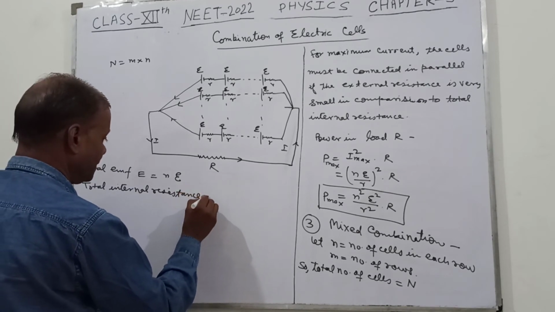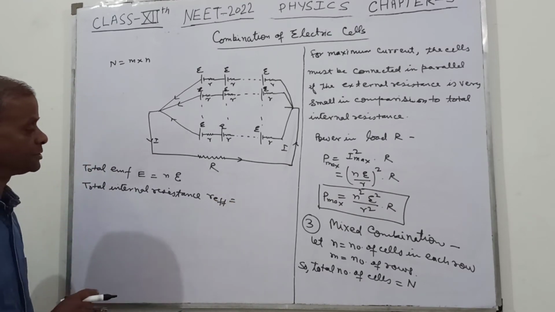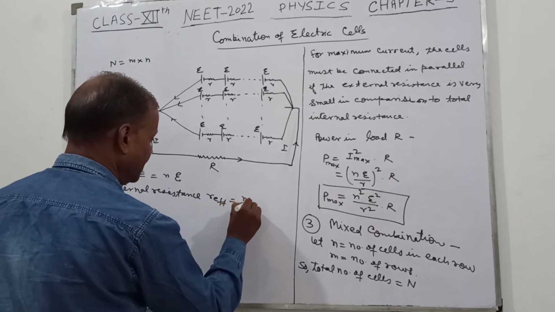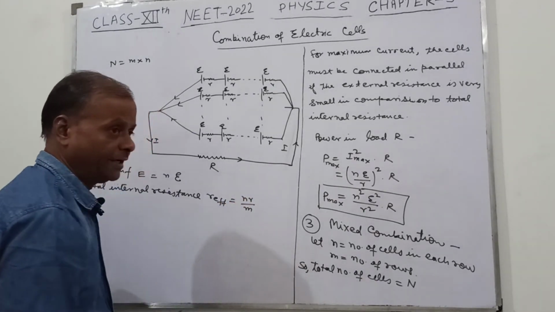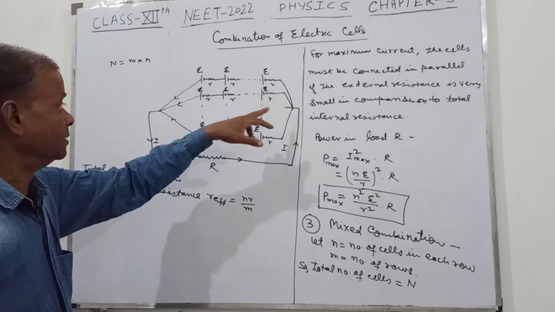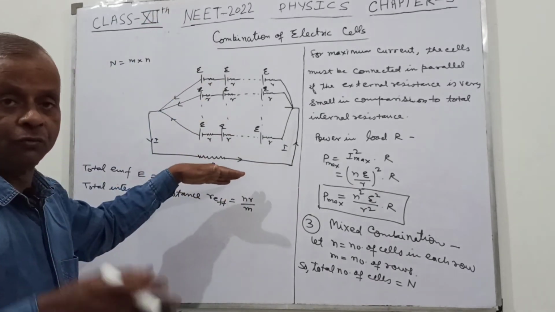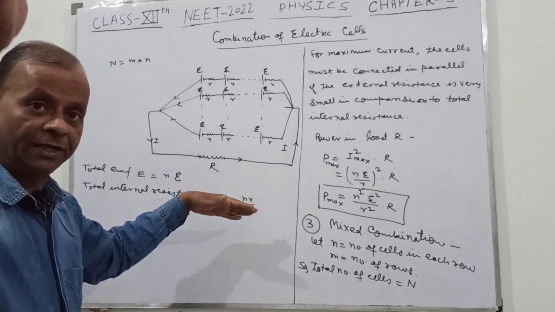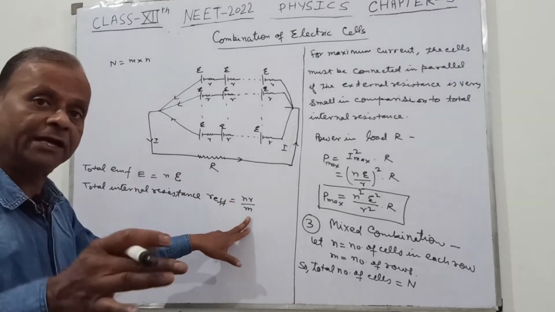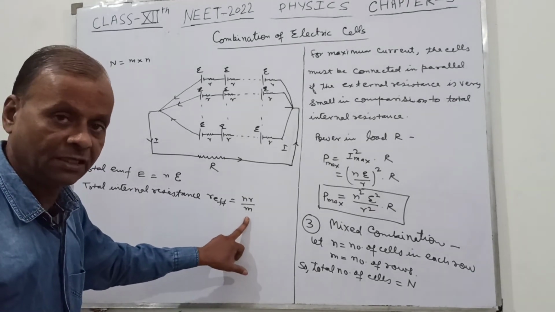Now this R effective is equal to how much? We have nR upon n. How to find R plus R plus R up to n? This is nR, this is also nR, this is also equal to nR. Then all in parallel: 1 upon nR plus 1 upon nR plus 1 upon nR up to m. So this is now m upon nR, so this is now nR upon m. This is the effective resistance, internal resistance.